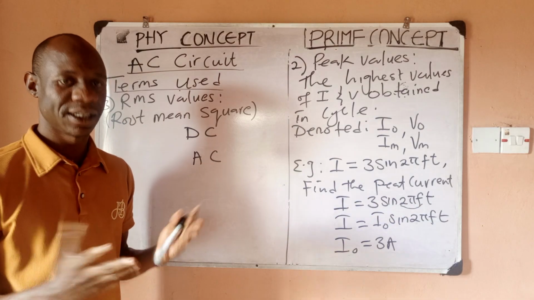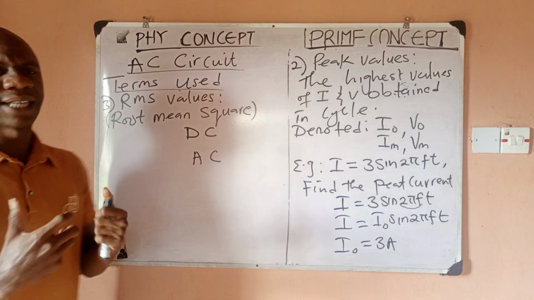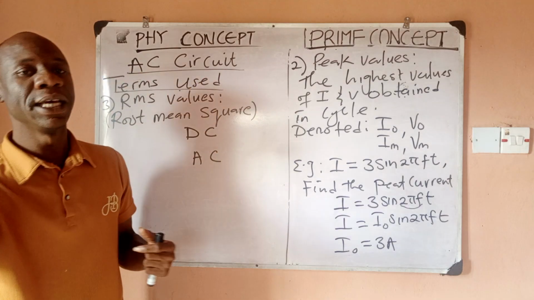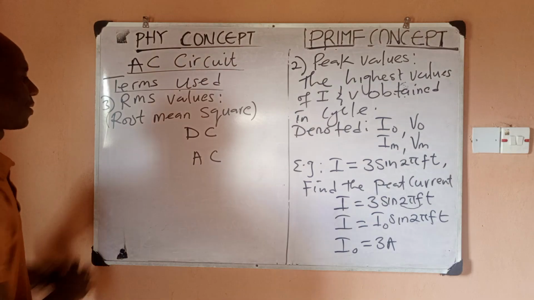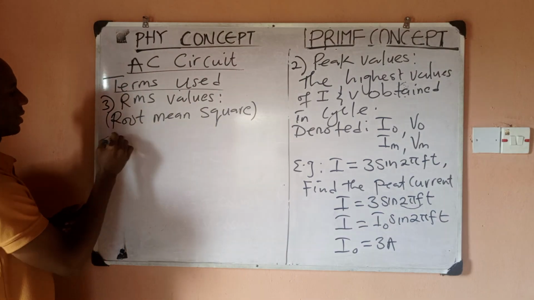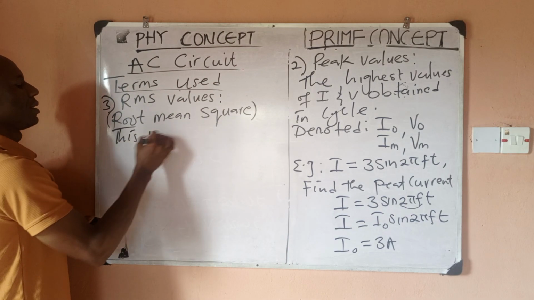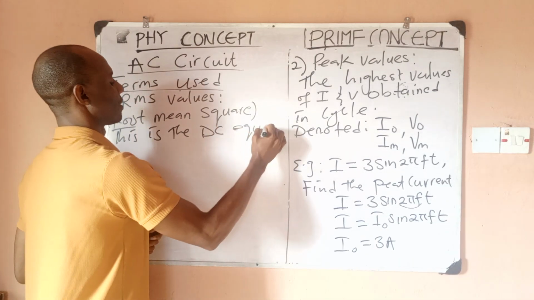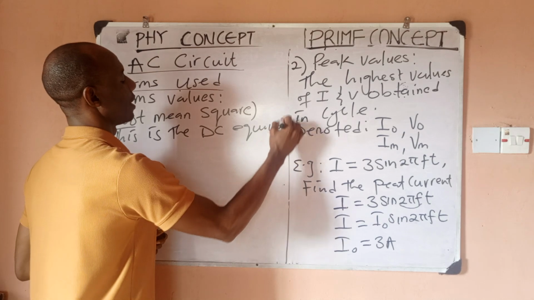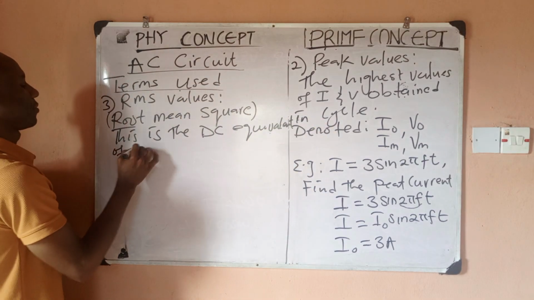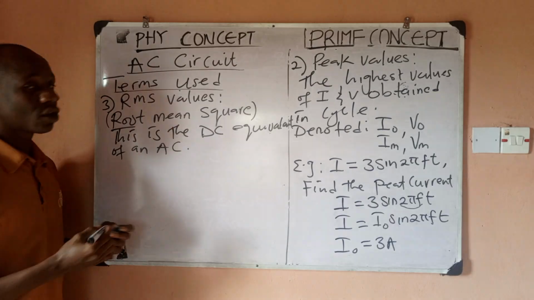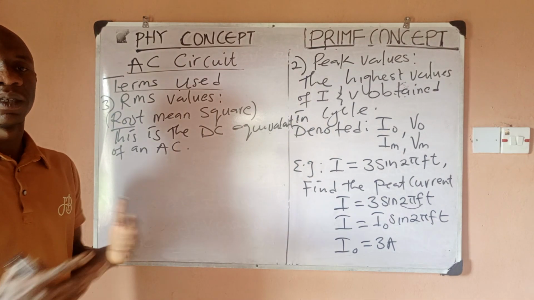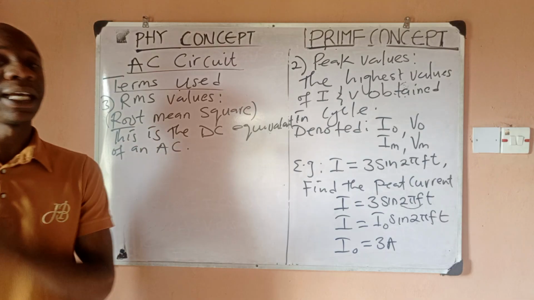Do you understand what I've explained? Yeah, I believe it's clear. So what it means is that RMS is the DC equivalent of an AC. That's a short way to explain it. I will give another definition. The RMS value gives us the DC equivalent of an AC value.